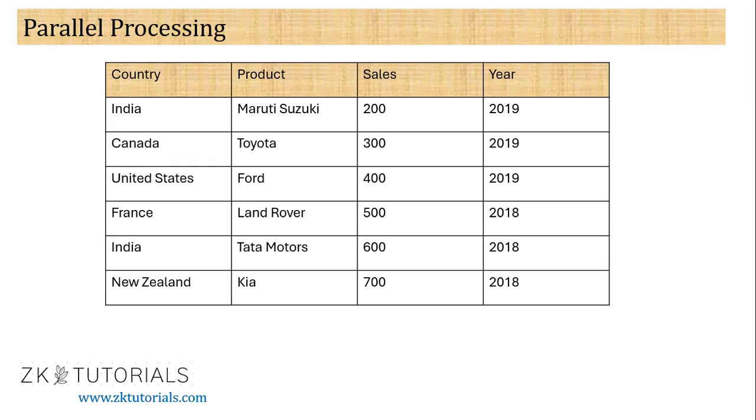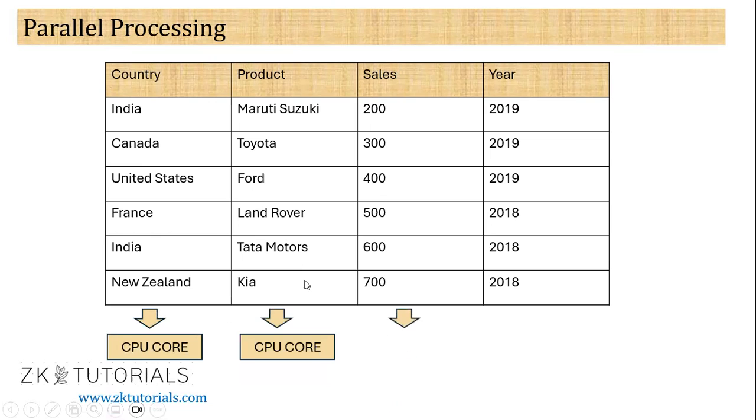SAP HANA is scalable, which means you can easily add more processors as required to increase the parallelization and therefore the speed of processing. To take advantage of the built-in parallel processing capabilities of SAP HANA, you can use column store tables. Column store tables are automatically processed in parallel. Each column can be processed by one core. So this is what parallel processing is.